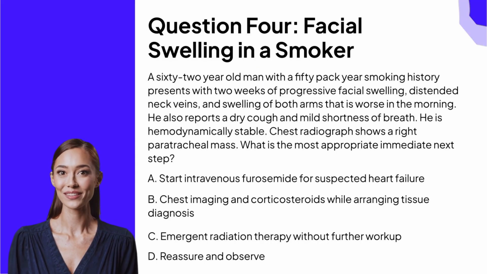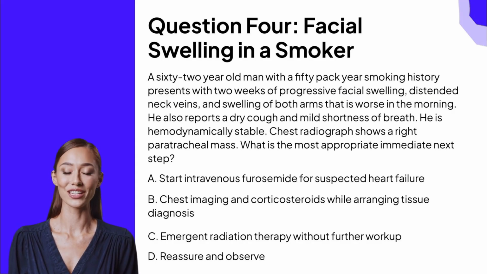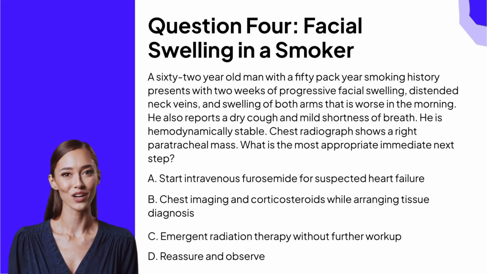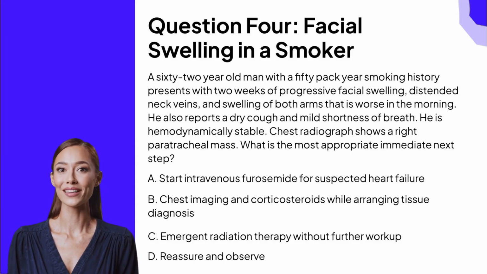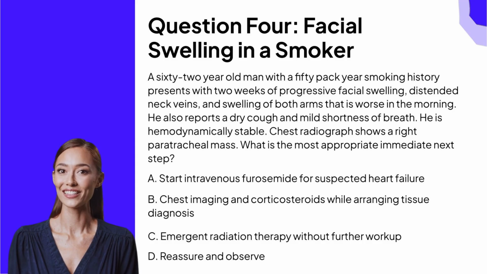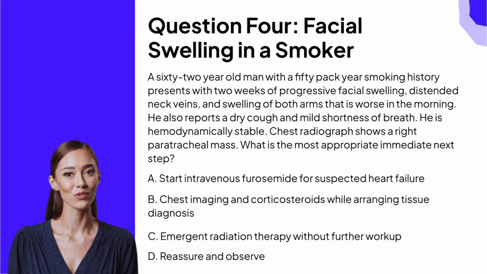Fourth question, and this one is an emergency. A 62-year-old heavy smoker with 2 weeks of progressive facial swelling, distended neck veins, bilateral arm swelling, and a right paratracheal mass on chest film. He is stable. What is your next step? Take a moment, then we will break it down.